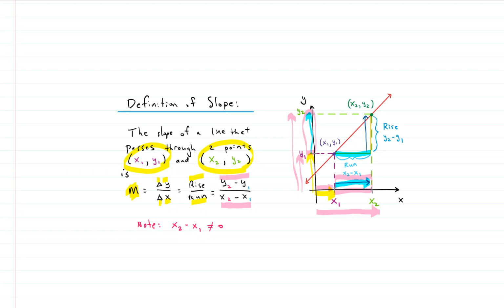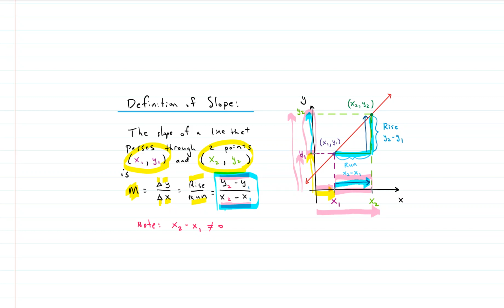The horizontal movement is going from x1 to x2. I may have just said that wrong earlier. The vertical movement is going from y1 to y2. That's where we get the rise over run. That's where this whole formula comes from: y2 minus y1 over x2 minus x1. That's the formula for slope.